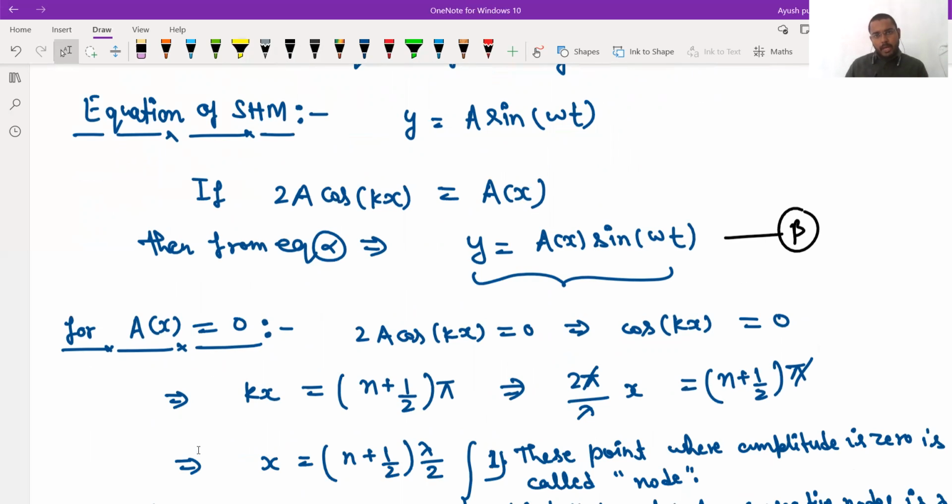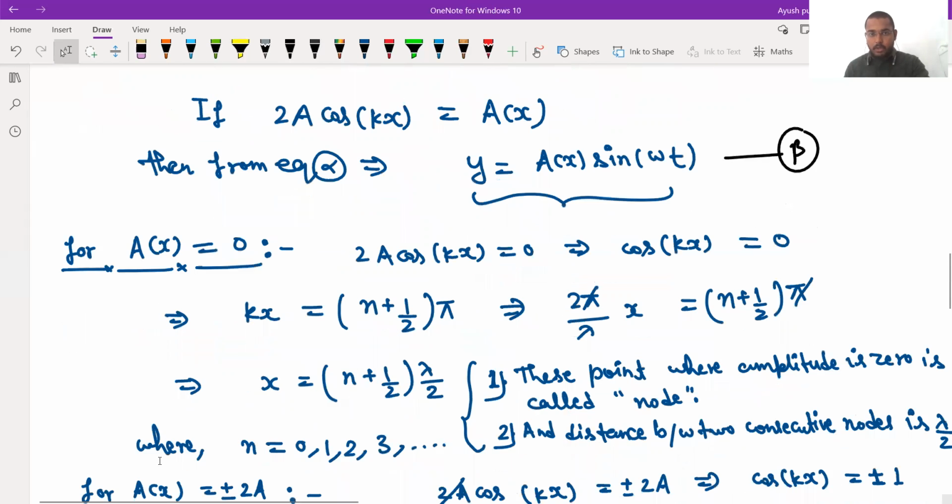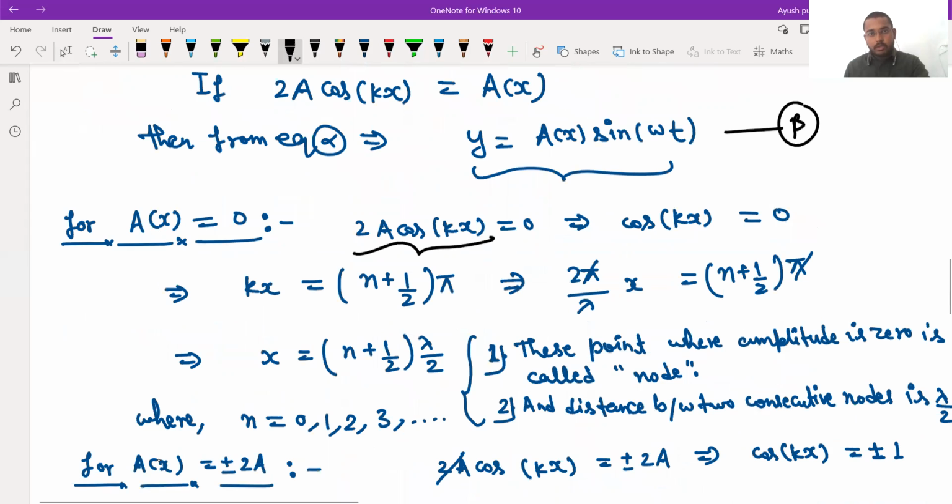So cos value can be 0, and cos value can be +1, and cos value can be -1. So when cos value is 0, the amplitude ax will be 0. So what are those points where the value of ax, the amplitude, will be 0? We have to find those points. So for ax equal to 0, 2a cos kx should be equal to 0. That means cos kx should be equal to 0.